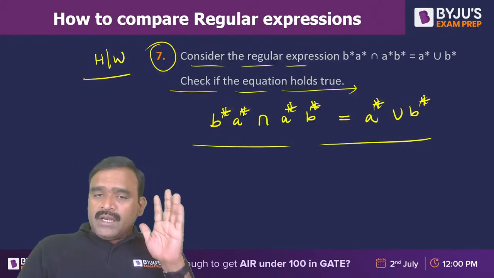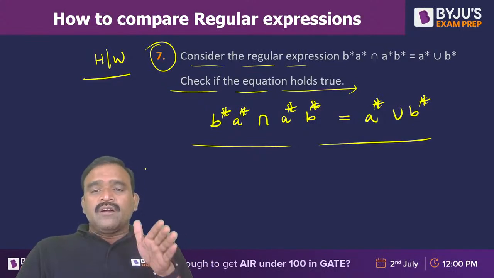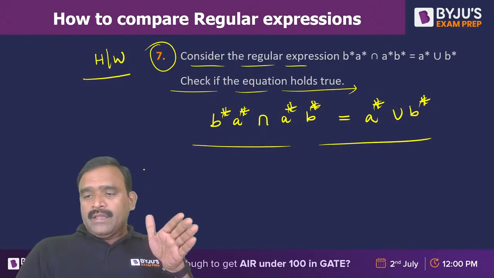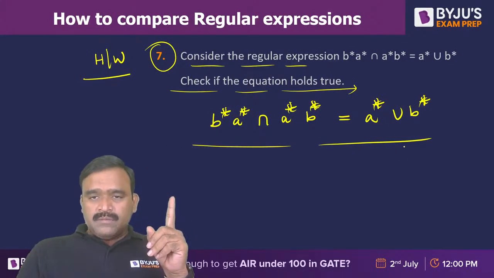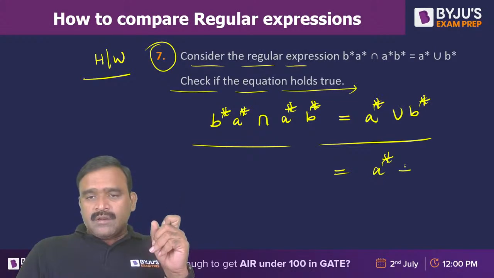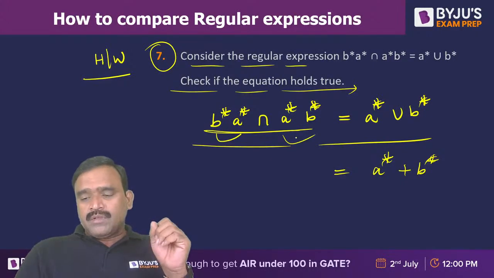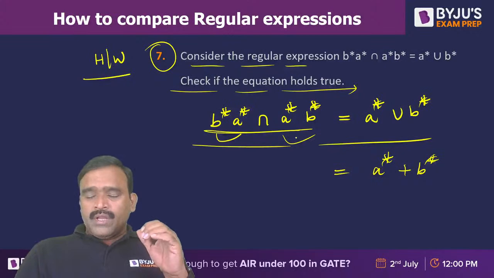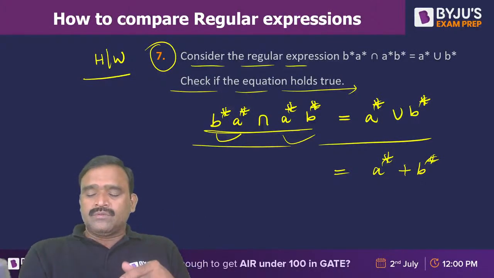b* a* intersection a* b*. That means we have to highlight the common strings here. Please check it, and whether they are equivalent or not, please let me know. Union means plus only. The right part can also be written as a* + b*, and for the left part only the common strings present in b* a* and a* b* you have to consider. Please comment in our comment box whether it is true or false.